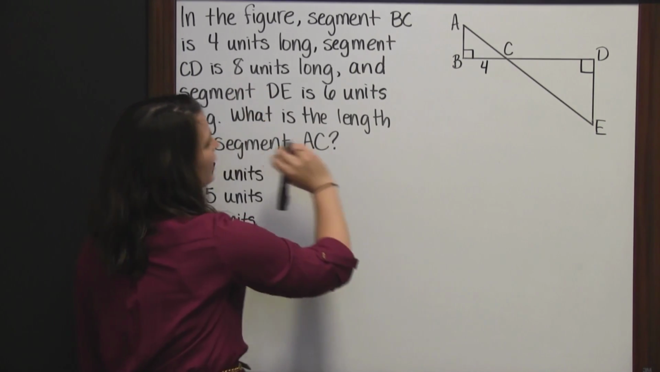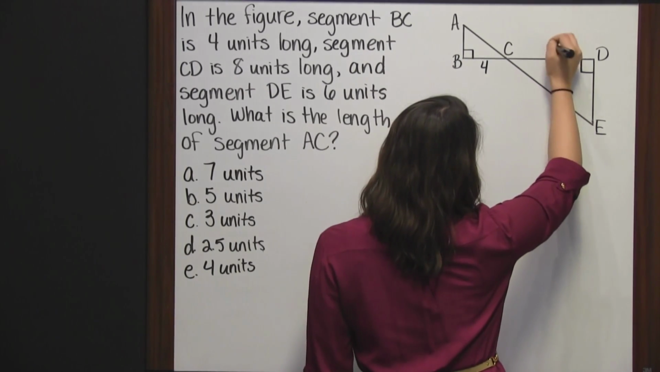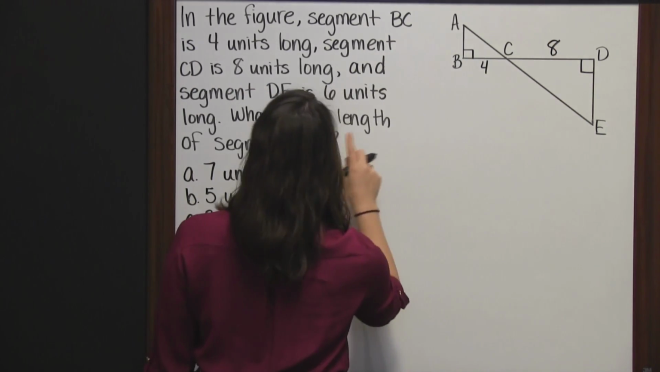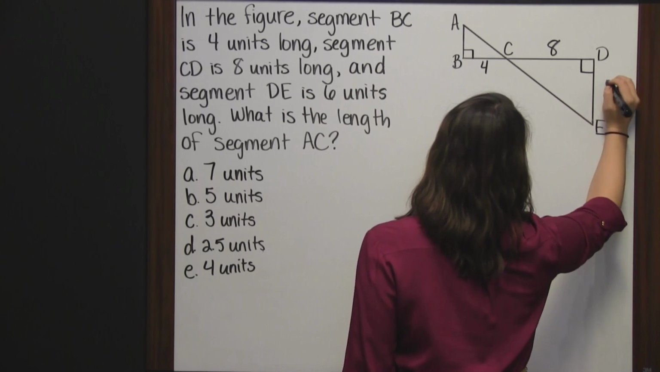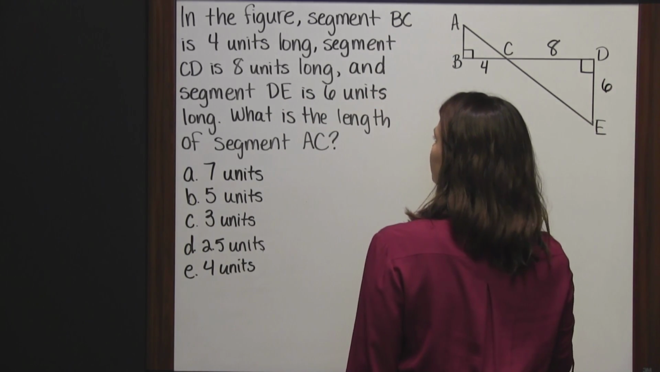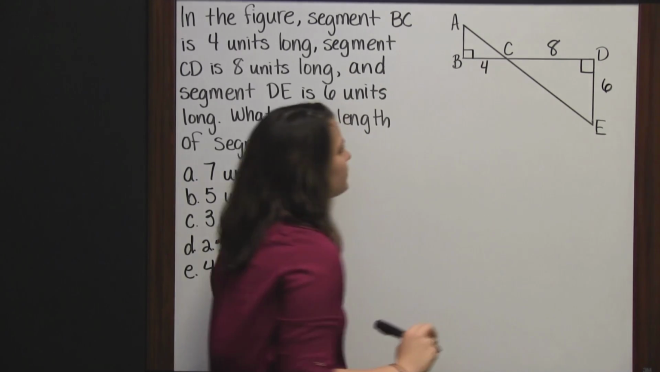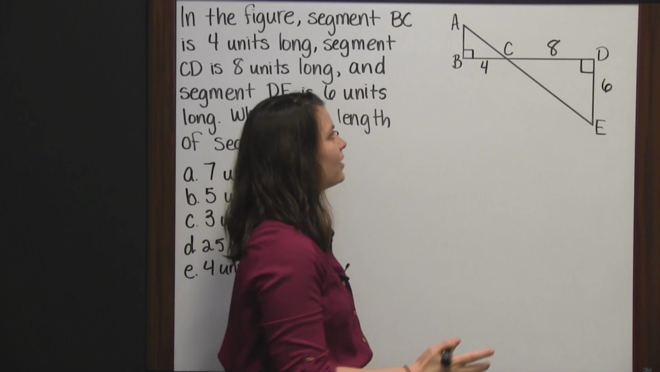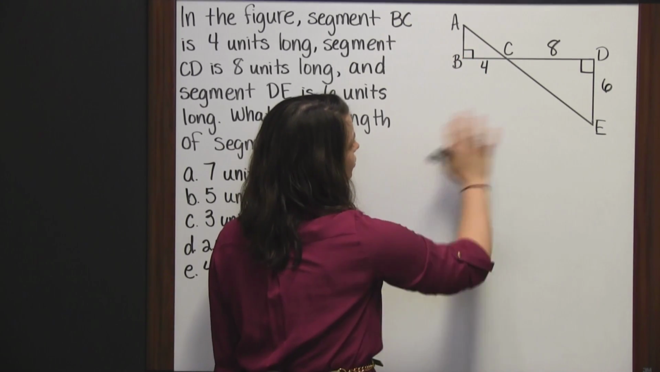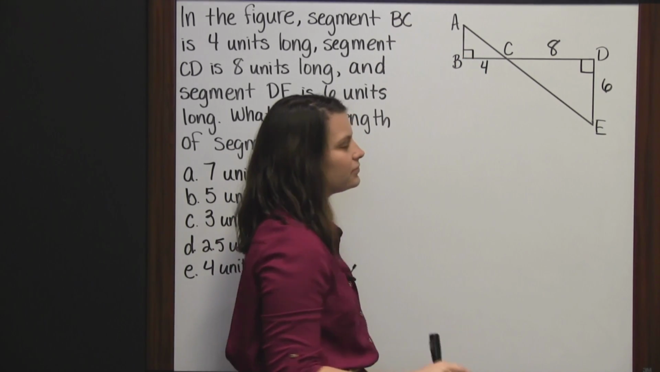Segment CD is 8 units long. CD is 8. And segment DE is 6 units long. DE is 6 units long. These triangles are not congruent, and that's obvious. If you're looking at them, you can see this triangle is smaller than the other one.